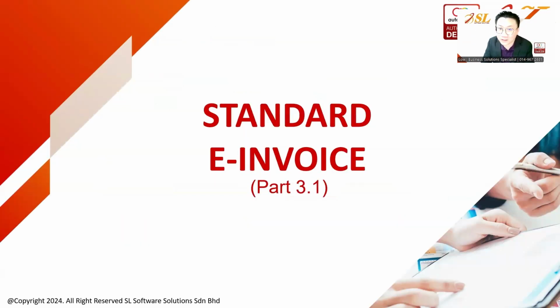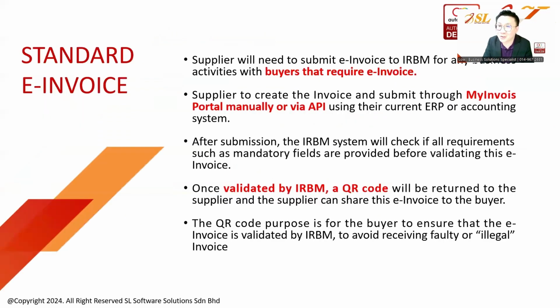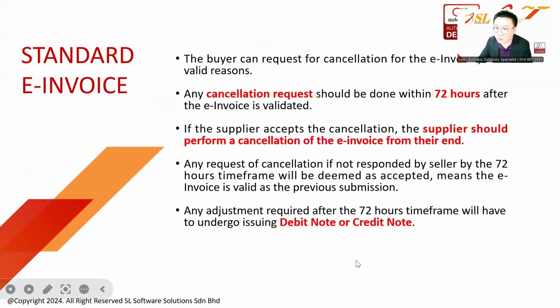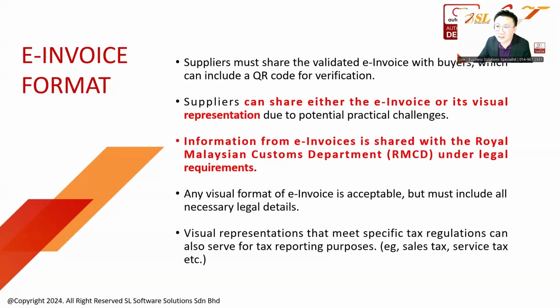First of all, I will talk about the standard invoice. The standard invoice is the 6 steps just now. I don't want to spend more time here. You see the 72 hours, and after 72 hours you need to issue a credit note and debit note. In part 2 I already covered all this, except for the formats. Are there any required formats? No standard format is required, so you can use any format to print your invoice, or use your normal invoice format.